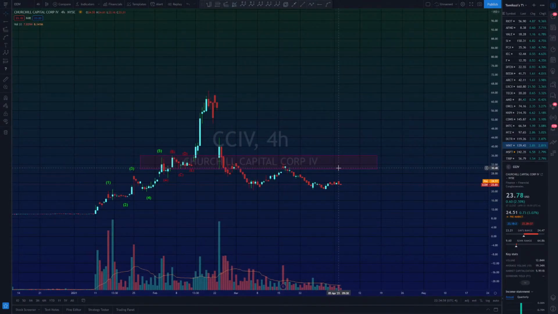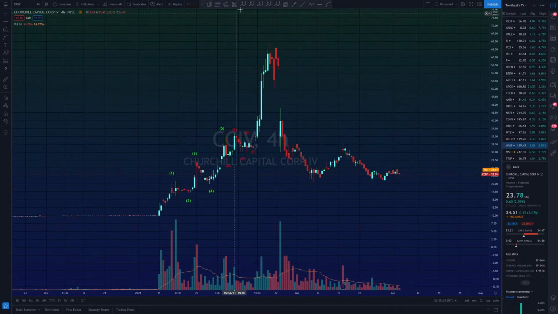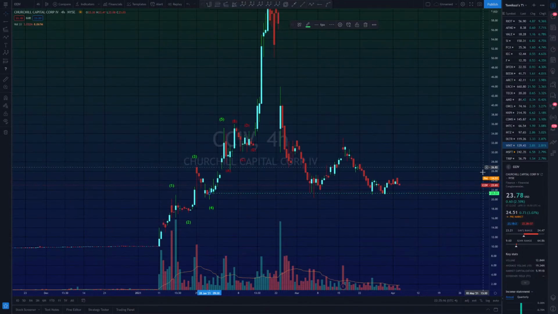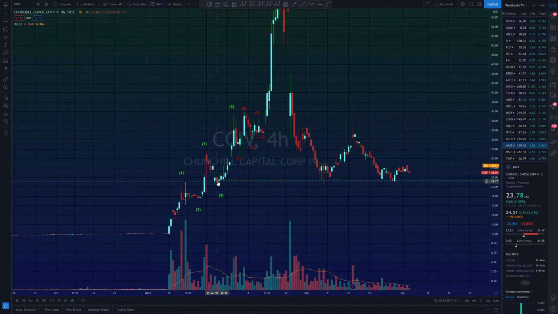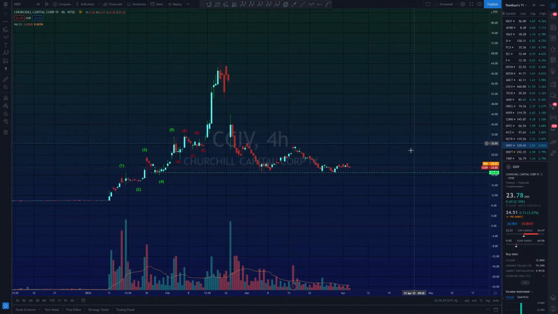Yeah, this thing has just been getting destroyed, huh? I mean, you want it to hold 21, basically. It holds 21, you're going to be fine, but it's kind of doing that space thing where it's getting this rounded bottom.